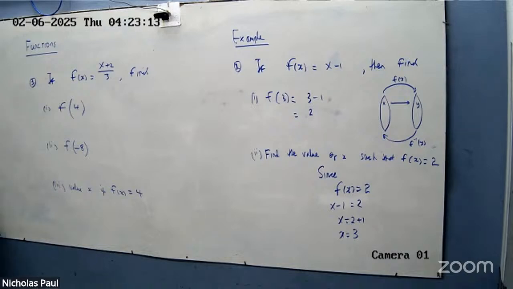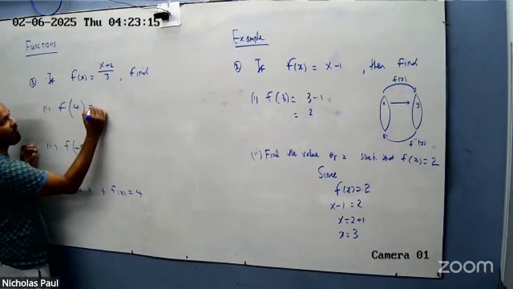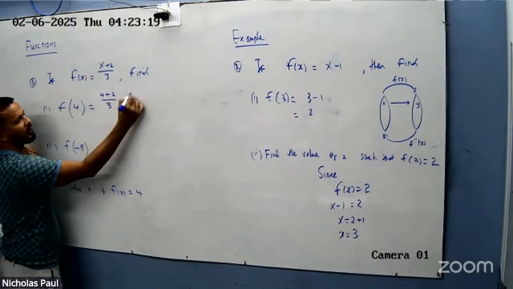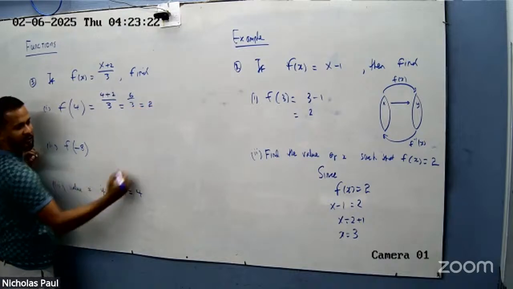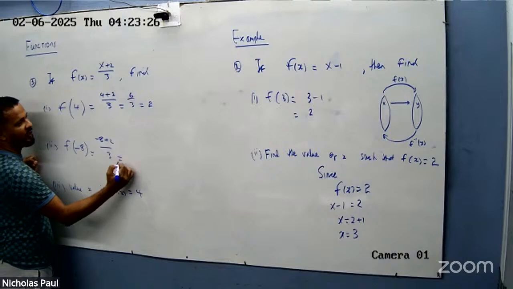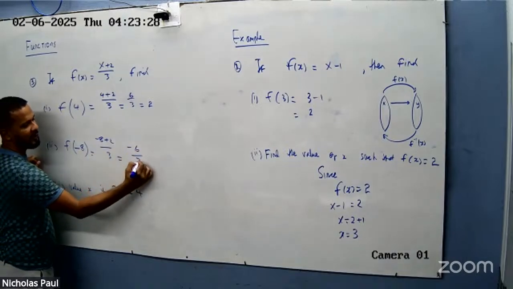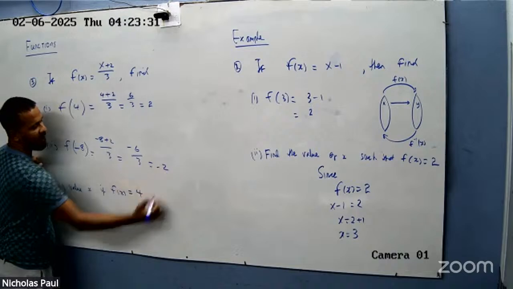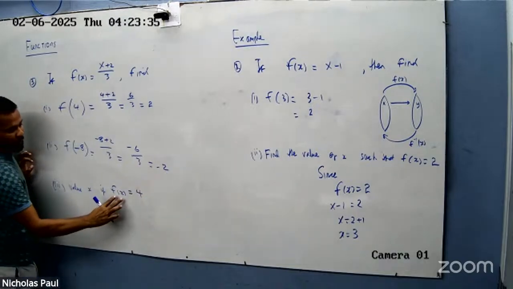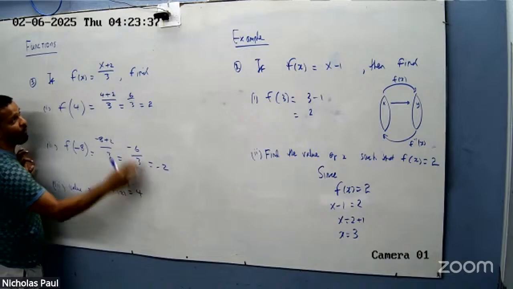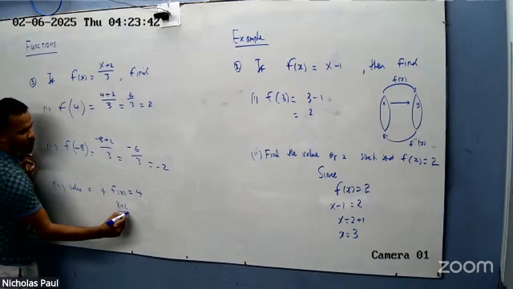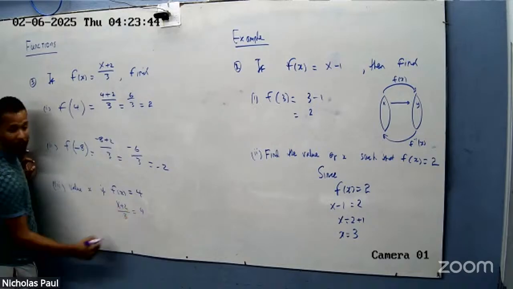Everybody ready? So first one, f of 4, that'll be 4 plus 2 over 3. 4 plus 2 is 6, 6 over 3 is 2. Here, minus 8 plus 2 over 3. Minus 8 plus 2 is minus 6. Minus 6 over 3 is minus 2. Here, they told us f of x is equal to 4. So x plus 2 over 3 is equal to 4.